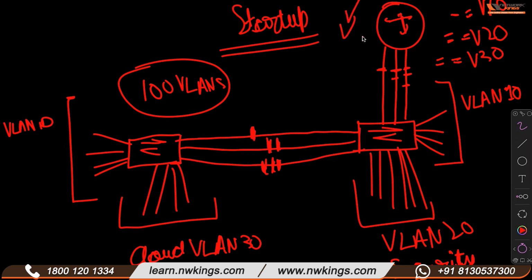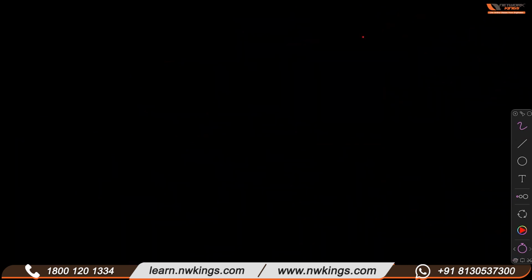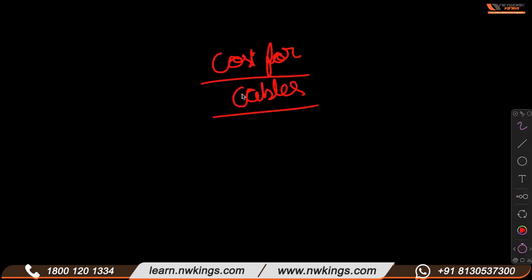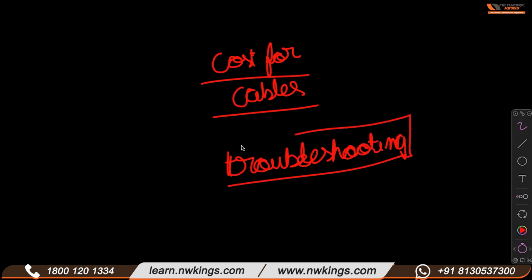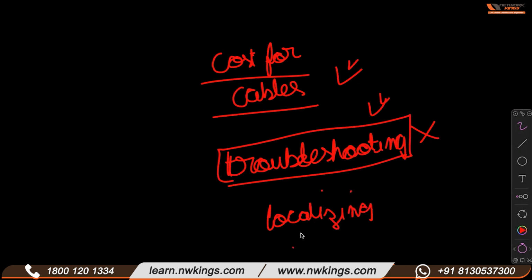It's also easier on the router. But what is it adding up to? What is it trying to increase? It is increasing the cost for cables. Also, because now there are a lot of cables and wires, troubleshooting is going to be a big hassle. Figuring out what went wrong and where it went wrong, that's going to be an issue, right? So number one is cost, number two is troubleshooting or localizing the fault. That's going to be very difficult now.